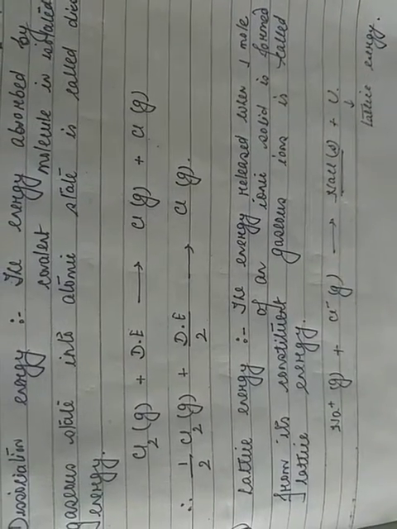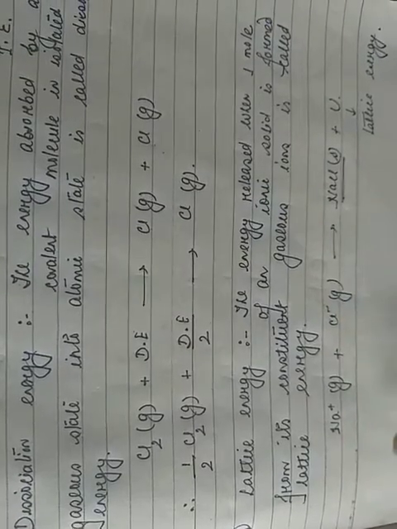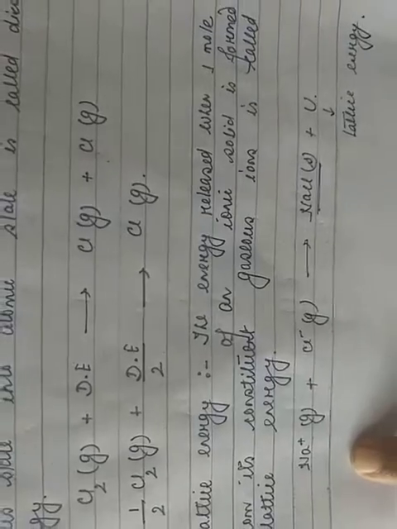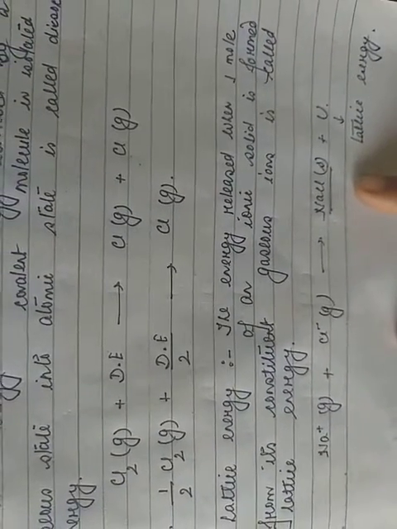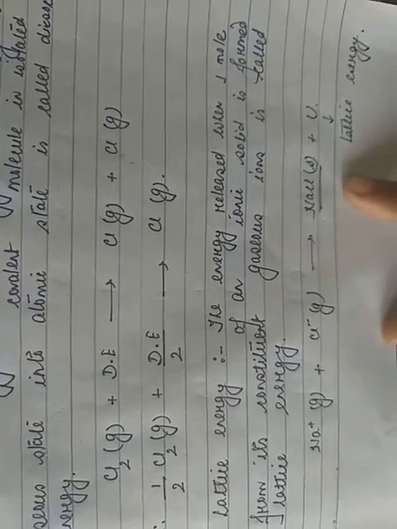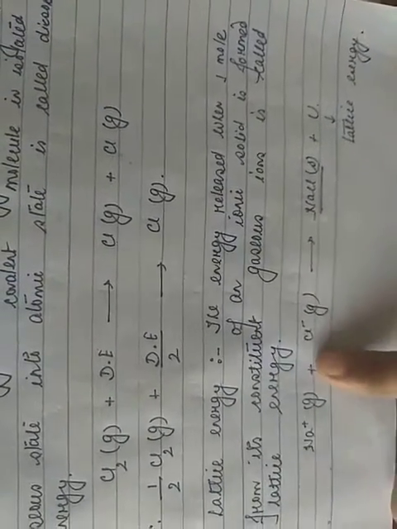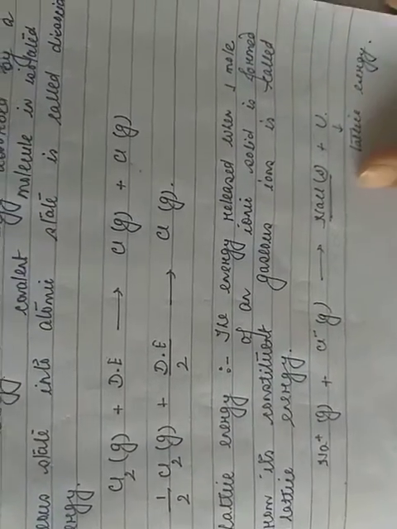Now here I would like to tell you one point: since these are ions and also in gaseous state, they have a very high thermal energy. When they change to a crystalline solid, automatically their thermal energy decreases, and that lowering of thermal energy comes out in the form of lattice energy.